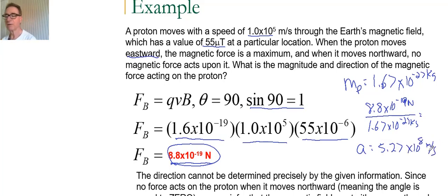Now, it would not be able to accelerate at that rate for very long because we would break the greatest speed that anything can have, which is 3 times 10 to the 8th meters per second, and that would be light. So it could only accelerate at that rate for a tiny fraction of a second. Okay, so that's an example of the force on a positive charge, a proton, moving through a magnetic field.